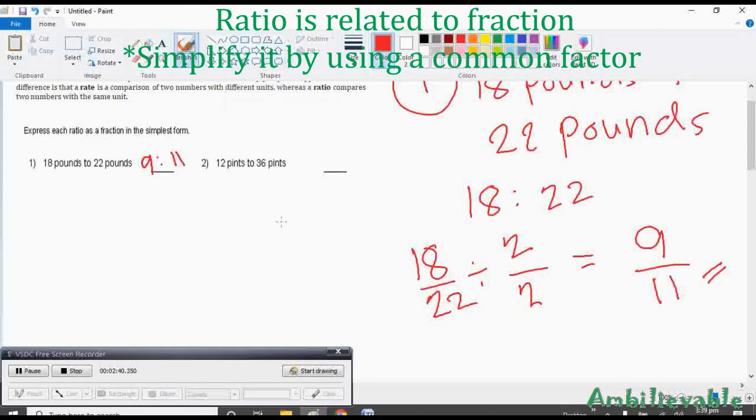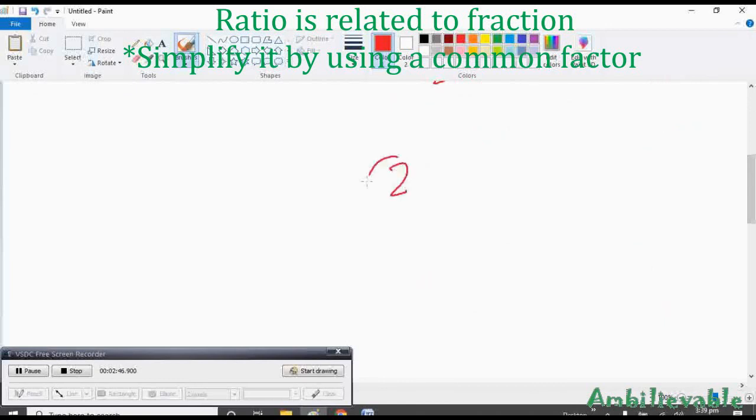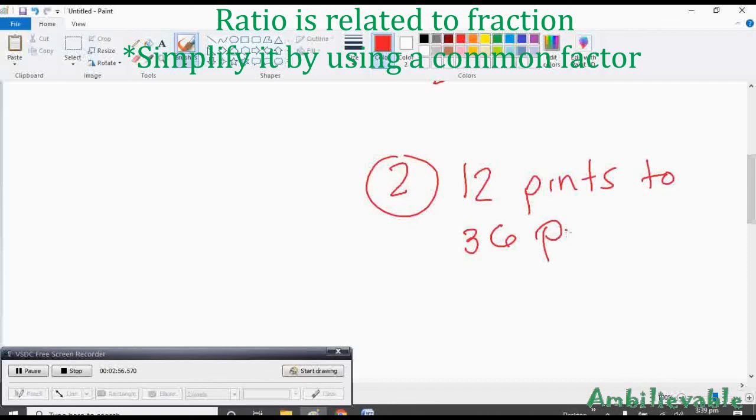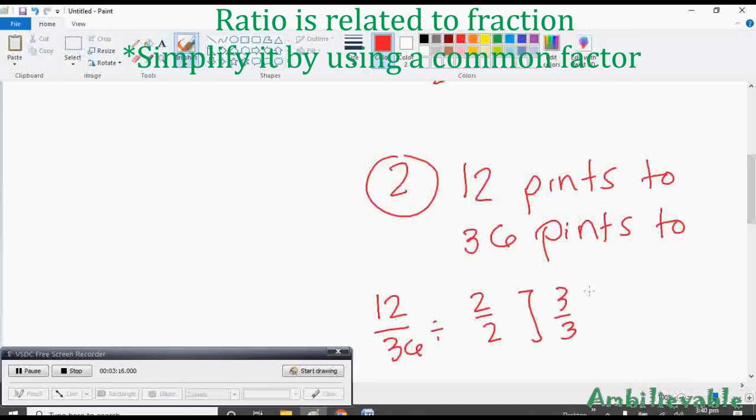Now, how about the second one? 12 pints to 36 pints. Again, we have to find a common factor of 12 and 36. We have to use a number that can divide both 12 and 36. Both numbers can be divided by 2. Both numbers can be divided by 3. Both numbers can be divided by 4. Both numbers, 12 and 36, can be divided by 6.